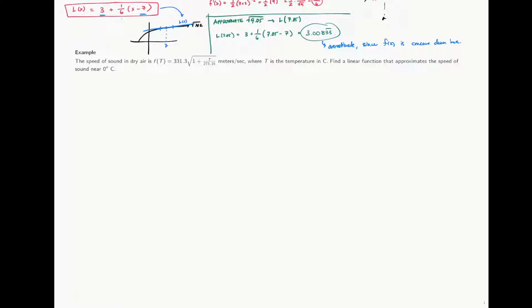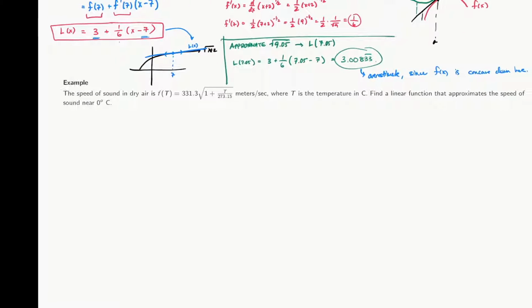per second, where t is the temperature, right? So sound is moving through the medium of air, and the temperature affects the density of the air. So these things are not linearly related. But we want to find a linear function that approximates the speed near 0 degrees Celsius. So let's say we're at a place where it's a stable 0 degrees. We want something that gives us a good rule of thumb, a good approximation for the speed of sound in that area. We don't need to hand off this more complicated formula to people to do their work.